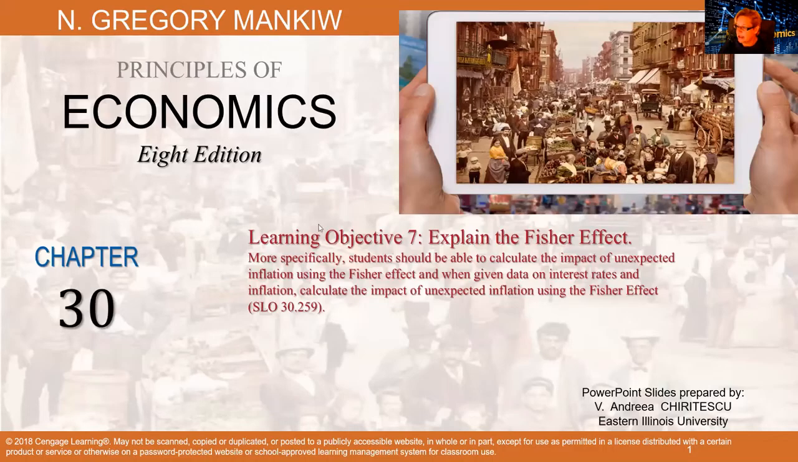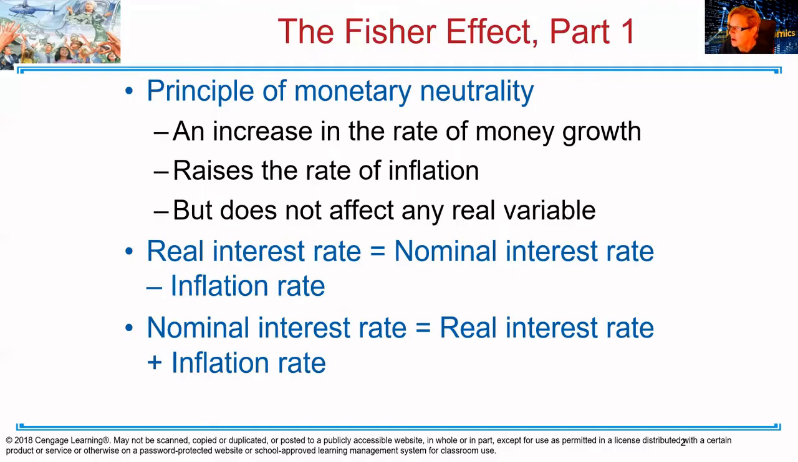Okay, so the Fisher effect basically holds with the classical dichotomy that inflation does not affect real variables. We look at it specifically when we talk about interest rates now. Remember we use small letter i for interest. Money neutrality basically says that when the money supply increases, we're going to see an increase in inflation. Now, how does that affect the interest rate? Basically, the real interest rate does not change, but the nominal rate does.